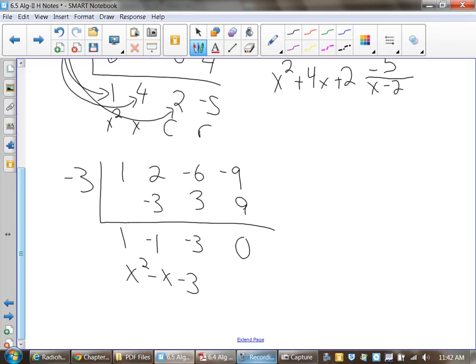Remember, whenever you synthetically divide, whenever you're done, that next row is always 1 degree less than what you started with. Okay?